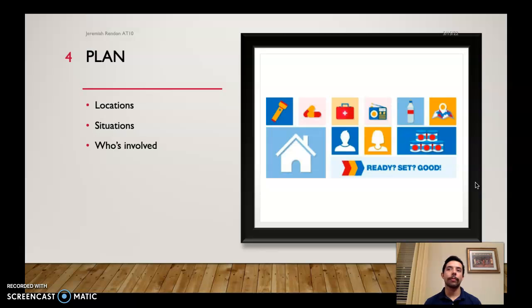And then those who are involved. Even though you are the main one making the plan, anyone who's involved should be involved in the plan still, from your kids all the way up to if you have elderly people living with you. Everyone who's in the household or within the plan should be involved.